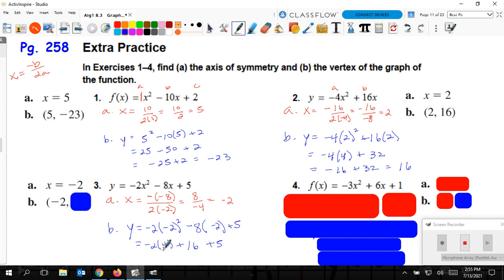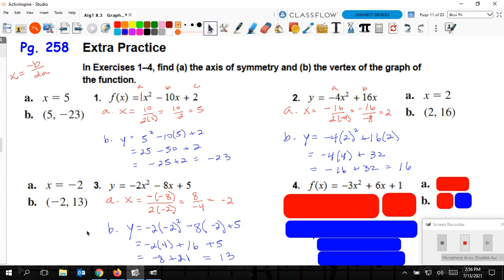This will give us -8 plus 16. Actually, we can put 16 and 5 together right now. 16 plus 5 would be 21. So we can do that, and then take 8 away from 21. That's going to be 13. Positive 13, because the positive number is bigger. So we should get (-2, 13).